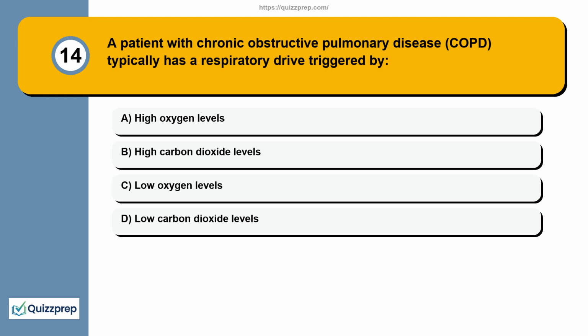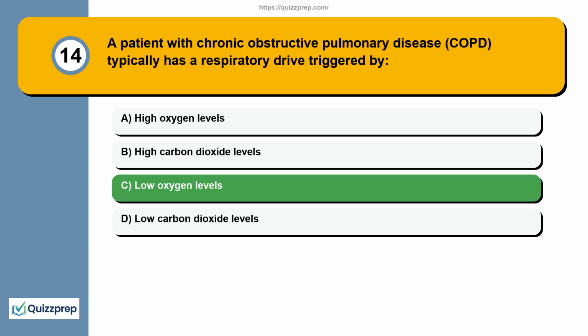Question 14. A patient with chronic obstructive pulmonary disease, COPD, typically has a respiratory drive triggered by. Here are your options. Option A. High oxygen levels. Option B. High carbon dioxide levels. Option C. Low oxygen levels. Option D. Low carbon dioxide levels. The correct answer is option C.